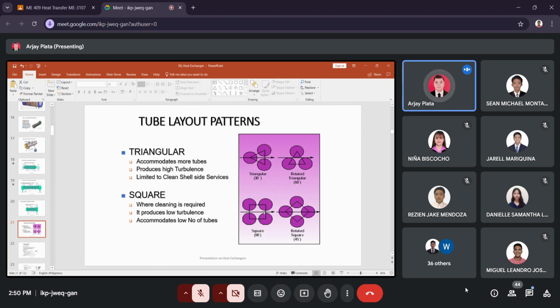Unlike this square type, or rotated square, which can also be rotated as well. When cleaning is required, it is recommended to use a square type. It produces low turbulence compared to triangular and accommodates a low number of tubes. It is advisable to use this tube pattern for applications where it requires cleanability.